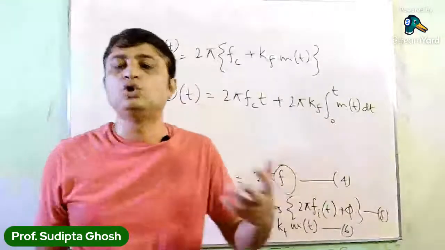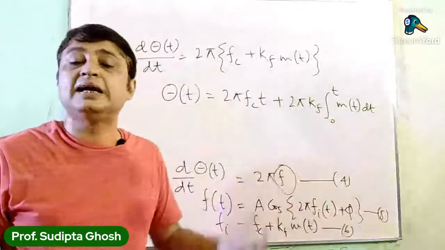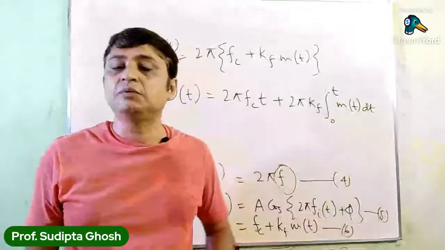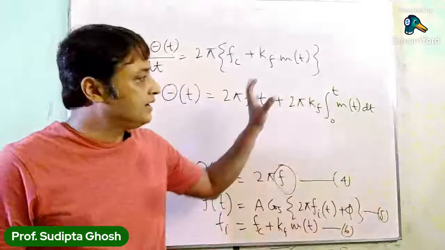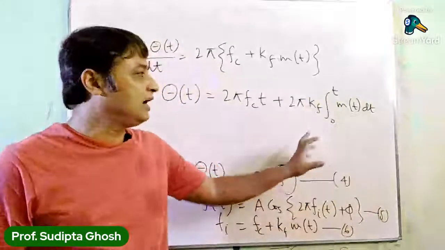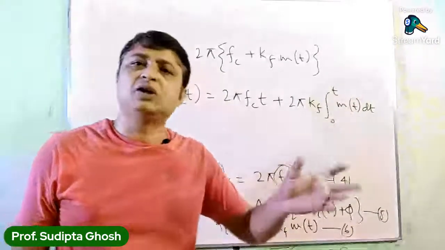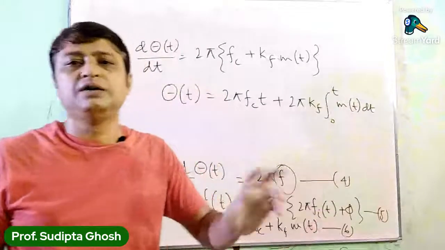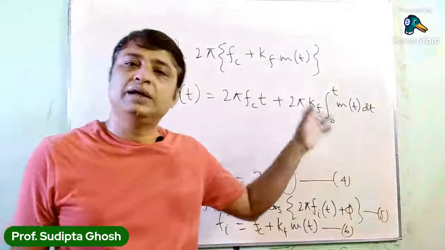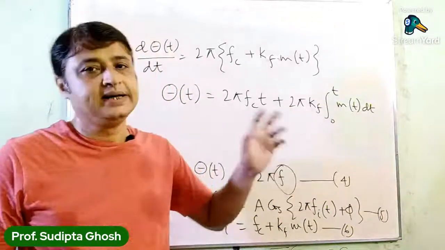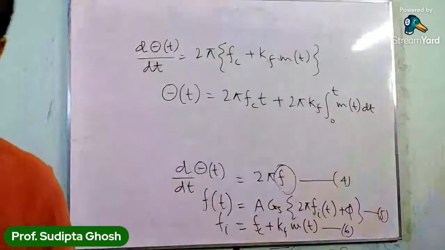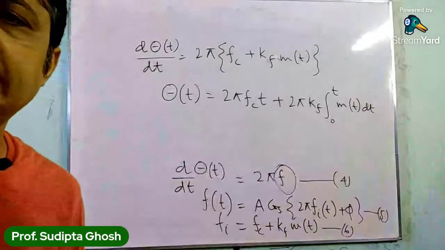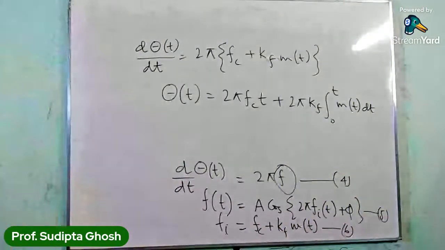We actually don't know the value of the information signal right now, so we have to keep it in its actual form. That's why it is integral 0 to t, because if t is the time period of the information signal, the integral will be integral 0 to t m(t) dt. So that's why m(t) dt is here. And kf is the sensitivity of modulation. Yes, Pranav, we can tell this, that is the sensitivity of modulation.